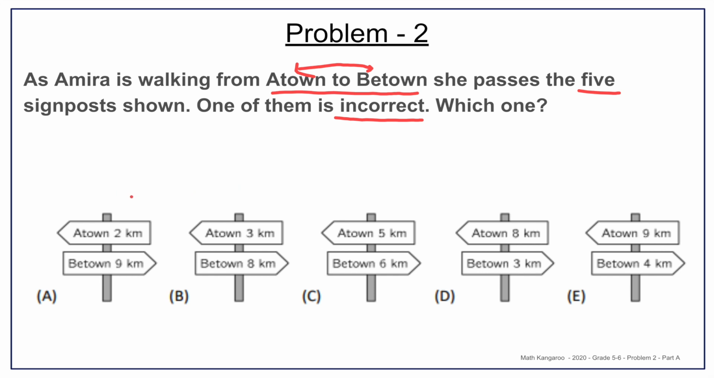So let us sum the total. So A town is 11 kilometers. So option A is 11 kilometers. Option B is 11 kilometers as well. Option C is 11 kilometers. Option D again, 8 plus 3 is 11 kilometers. And option E is 13 kilometers. This means option E is our answer, which is an incorrect distance.